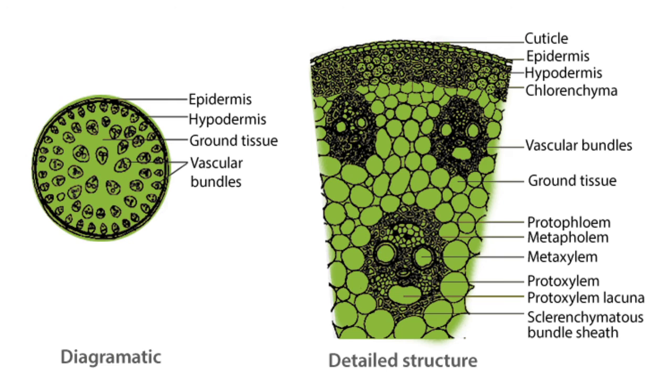In the next class we will study the structure of the dicot root and the monocot root. By this we'll end today's portion.